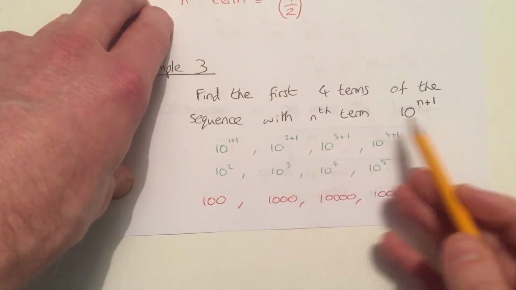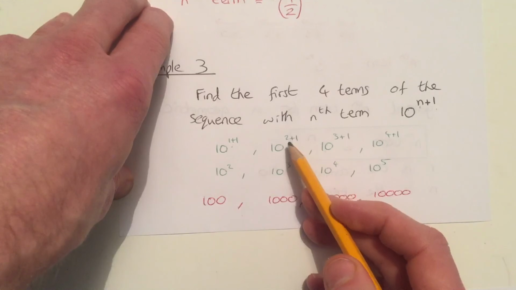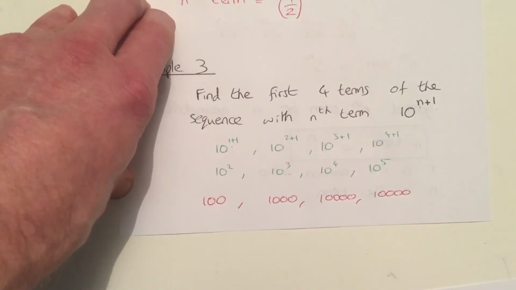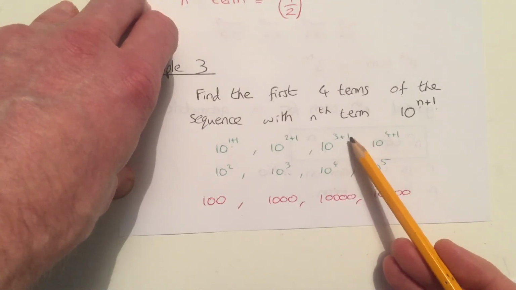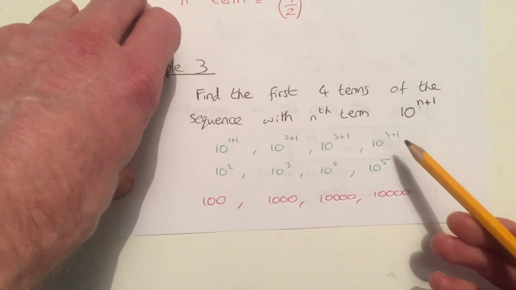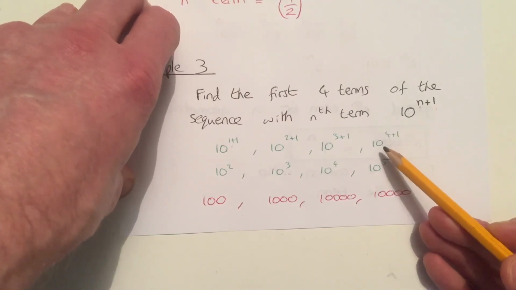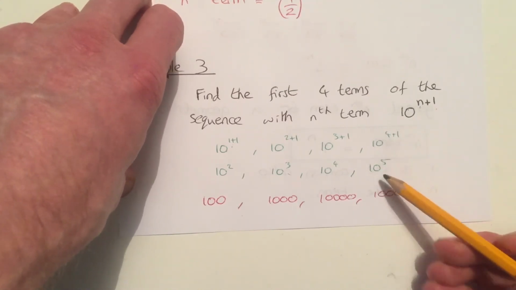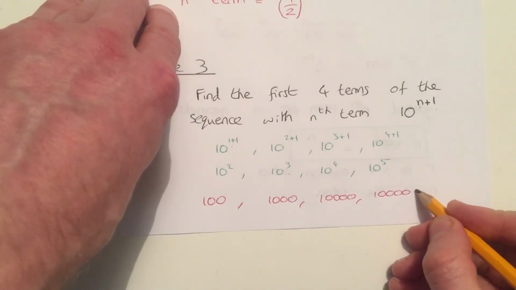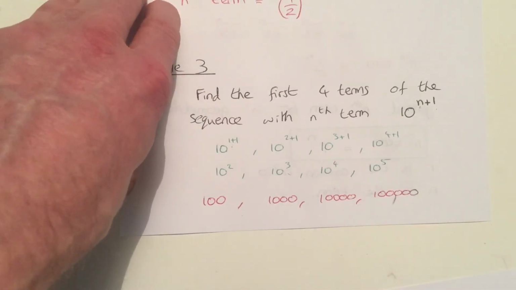For the second term, when n is 2, 10 to the power of 2 plus 1, so 10 to the power of 3, which is 1000. The third term will be 10 to the power of 3 plus 1, 10 to the power of 4, which is 10,000. And the fourth term of this sequence will be 10 to the power of 4 plus 1, which is 10 to the power of 5, or 100,000.